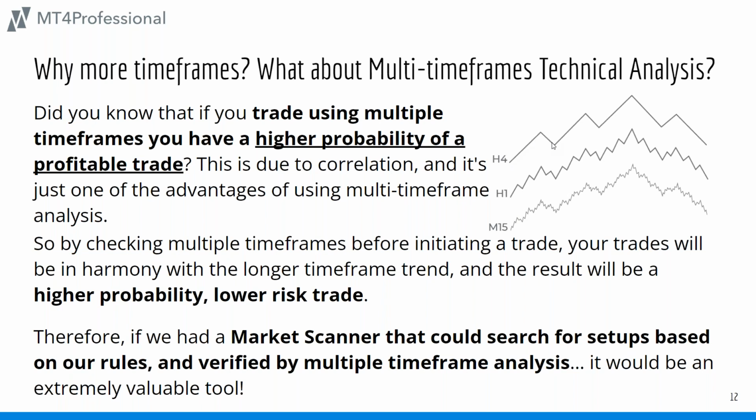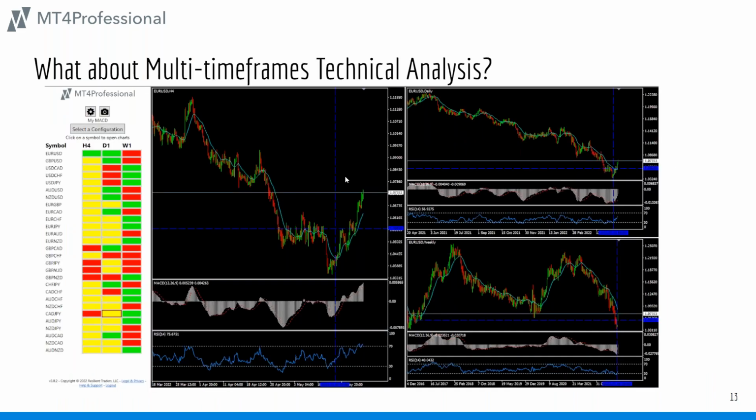So if we had a market scanner that could search for these types of setups based on our own rules and then verify that with multiple time frame analysis, that would be an extremely profitable tool, don't you think? So, a very quick example of that, same spreadsheet type layout. You're looking at multiple indications on this particular strategy. I want to see price closing greater than my 15-period exponential moving average. I'm looking right here at this blue crosshair.